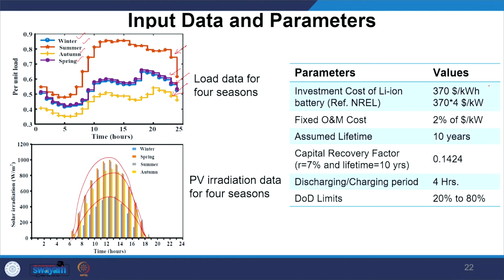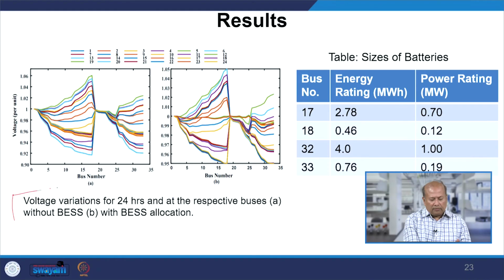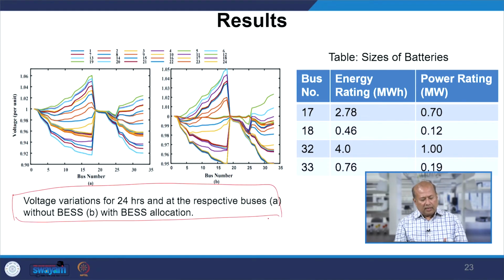So these are the things we have assumed: the investment cost, the fixed O&M cost, assumed lifetime, capital recovery factors, discharging and charging periods, and DOD limits. For the simulation, the voltage variation over 24 hours of the previous system with BESS and without BESS allocation. So this is the initial one, and with BESS, we could see how it is going to change.